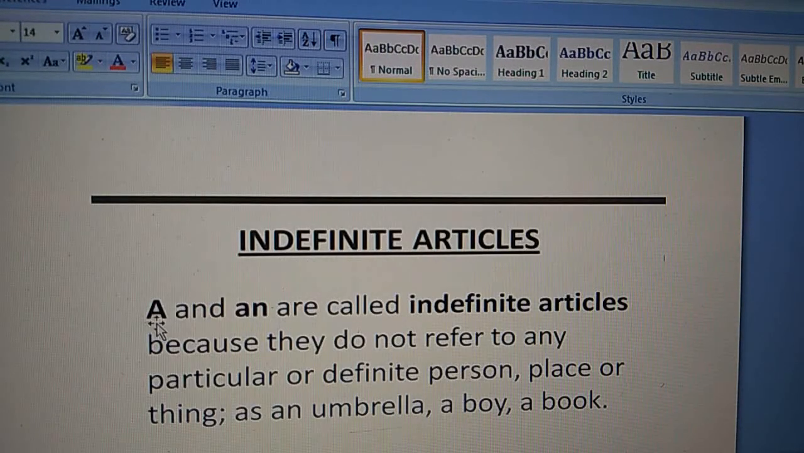Now let's see what are indefinite articles. A and an are called indefinite articles. Remember, because they do not refer to any particular or definite person, place or thing. As example is given here: an umbrella, a boy, a book.